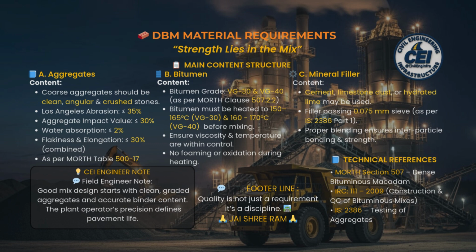B. Bitumen. Bitumen binds everything into one strong structure. Bitumen grades used are VG 30 and VG 40 as per MoRTH Clause 507.2.2. It must be heated to 150-165 degrees C for VG 30 or 160-170 degrees C for VG 40, before mixing. Viscosity and temperature must be strictly controlled. No foaming or oxidation during heating, that's where quality starts to fail.